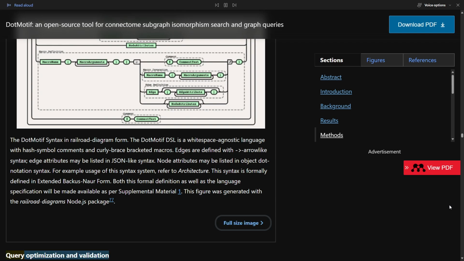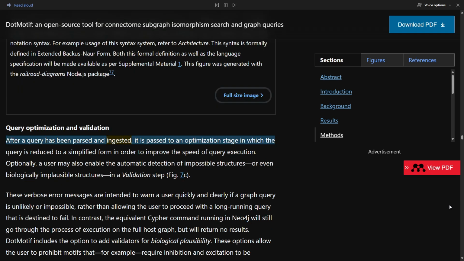Full-size image. Query optimization and validation. After a query has been parsed and ingested, it is passed to an optimization stage in which the query is reduced to a simplified form in order to improve the speed of query execution. Optionally, a user may also enable the automatic detection of impossible structures or even biologically implausible structures in a validation step, Figure 7c. These verbose error messages are intended to warn a user quickly and clearly if a graph query is unlikely or impossible, rather than allowing the user to proceed with a long-running query that is destined to fail.